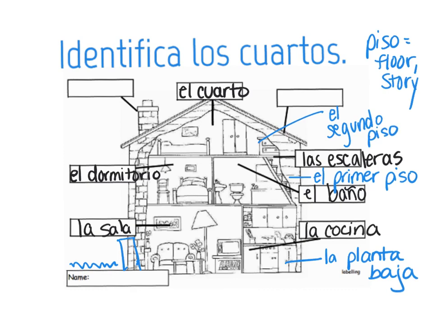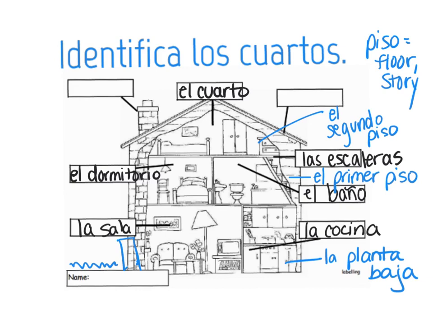So again, you'll notice here that en la planta baja hay la cocina y la sala. On the ground floor are the kitchen and the living room. En el primer piso hay el baño y el dormitorio. On the first floor are the bedroom and the bathroom.